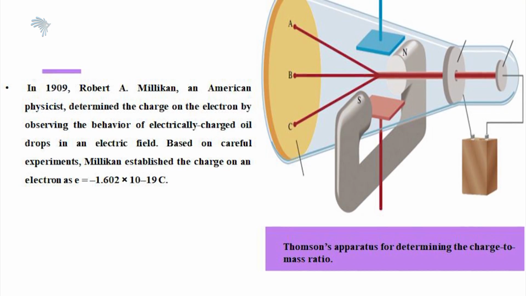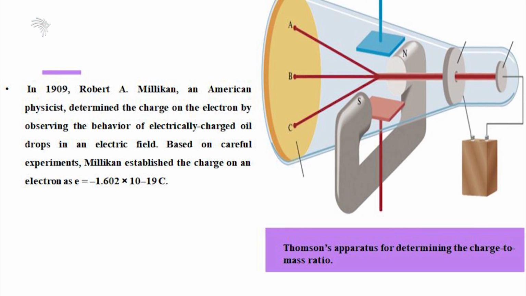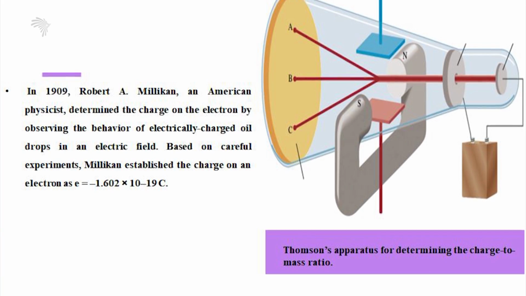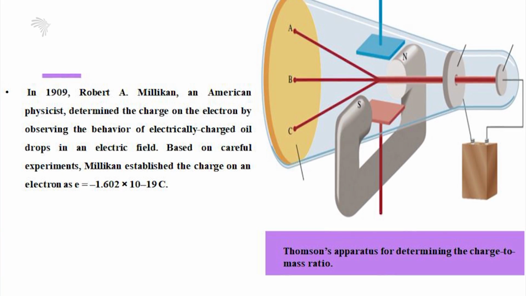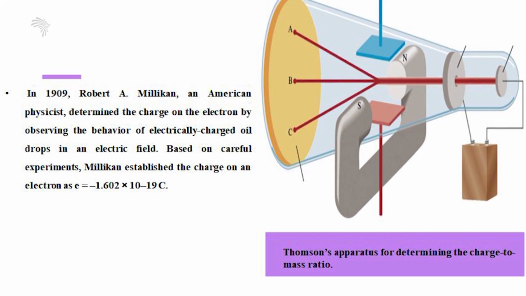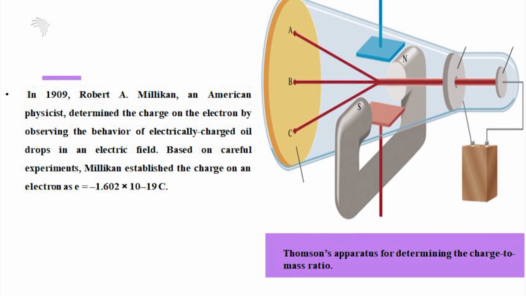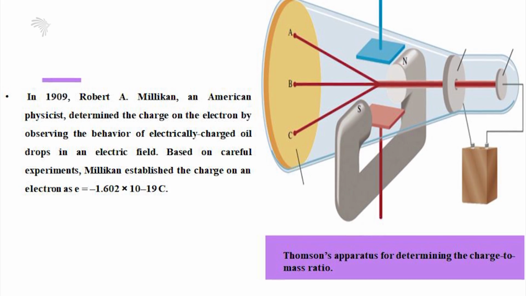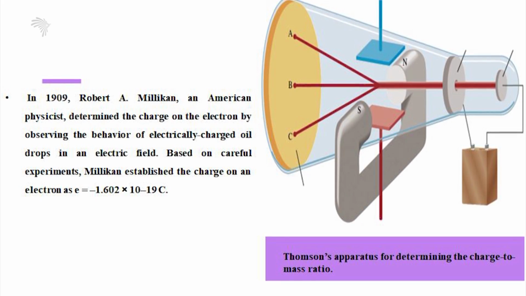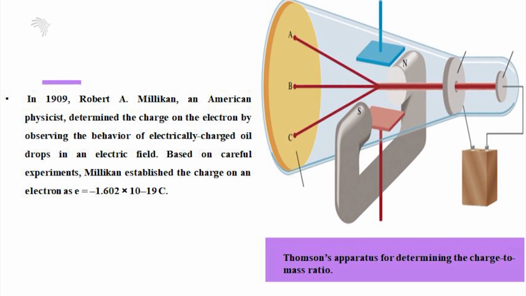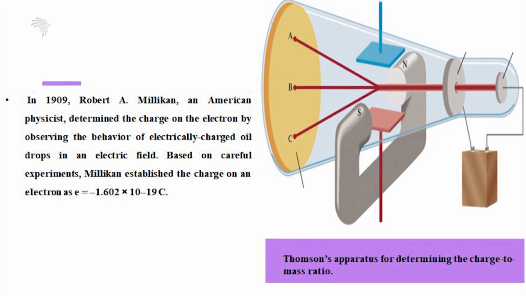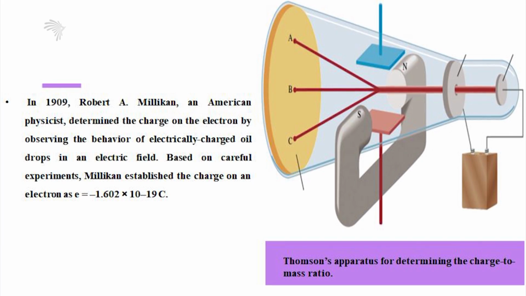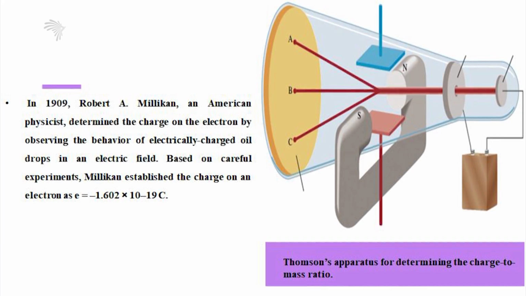Then in 1909, Robert A. Millikan, an American physicist, determined the charge on the electron by observing the behavior of electrically charged oil drops in an electric field. Based on careful experiments, Millikan established the charge on an electron as e equals minus 1.602 times 10 raised to minus 19 coulombs.